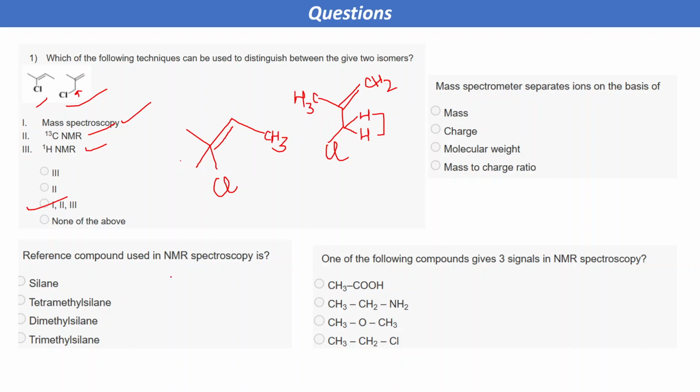Now the next question is again from NMR. What is the reference compound that is used in NMR spectroscopy? Silane, tetramethylsilane, dimethylsilane or trimethylsilane? Correct, it will be tetramethylsilane. The reason why we use tetramethylsilane we already discussed in the session. This is the structure of tetramethylsilane. They are all CH3 groups.